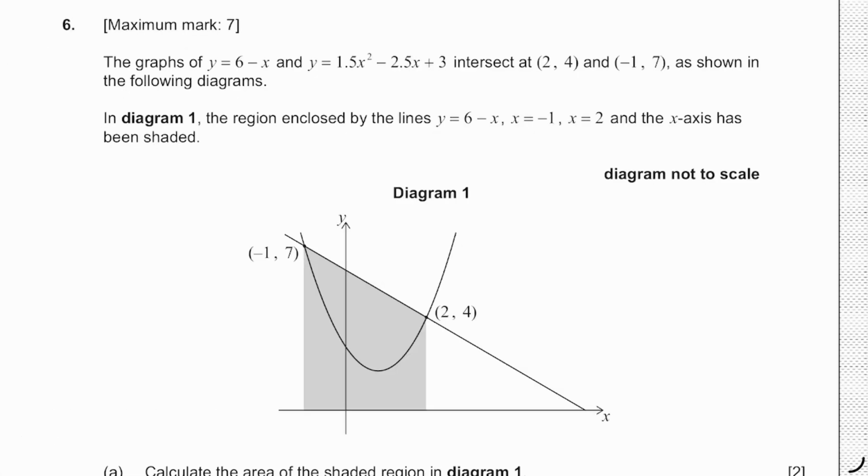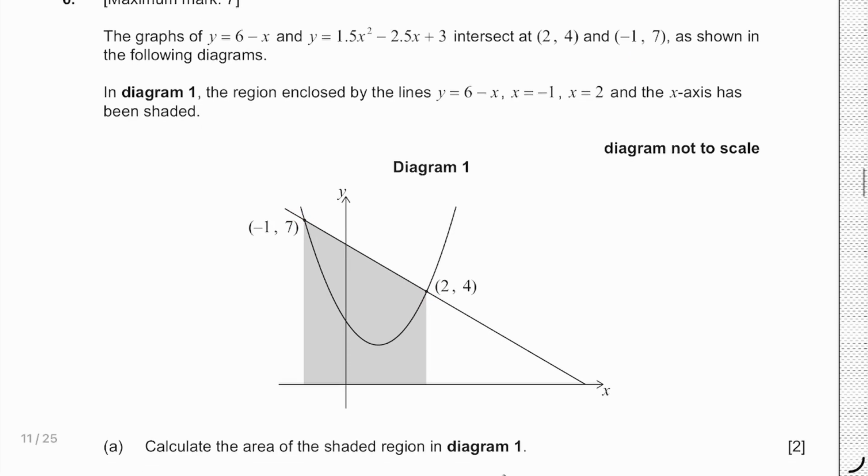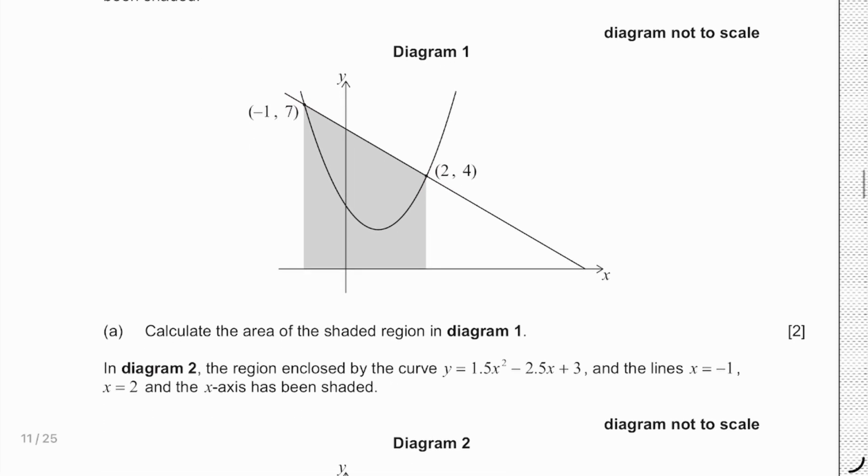Question number 6, it's about integrals and area under curves. Okay, let's look at the question. We are given a line. This is a line equation, which is this one, and we have another parabola, which is this one, right? We are given intersection points of them. This area is shaded under the curve, under the line, right? Calculate the area of the shaded region in diagram 1.